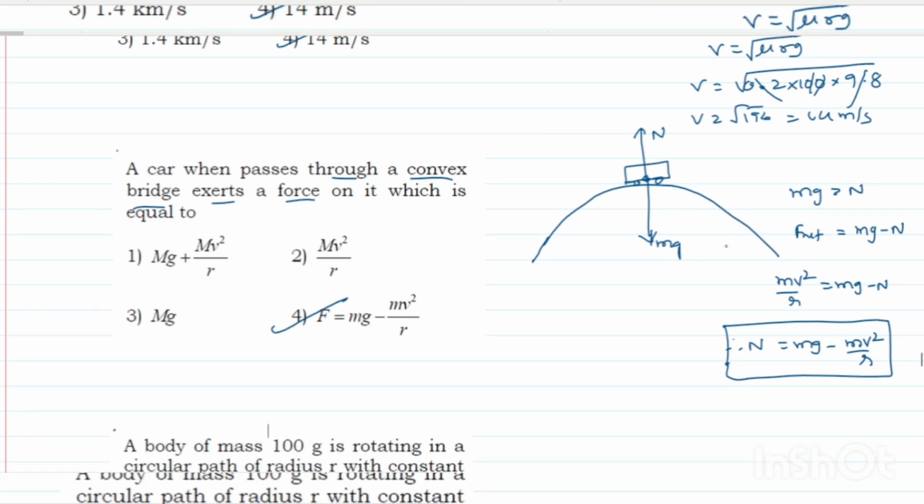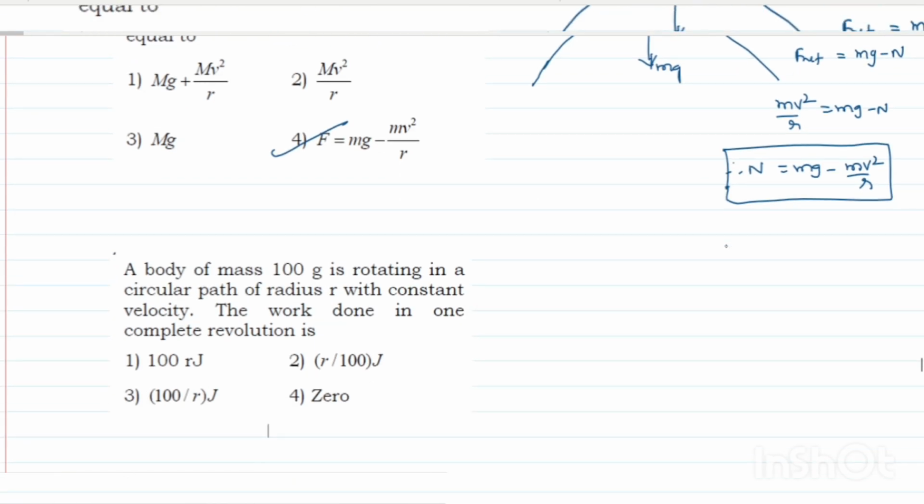Because it's moving towards the gravitational force, the mg that I am taking should be a greater value. Whereas when you are talking about concave, it's away from the gravitational force. Here this is mg you are taking and this is the normal reaction. In that case, we will get N greater than mg. Let us see the next question.